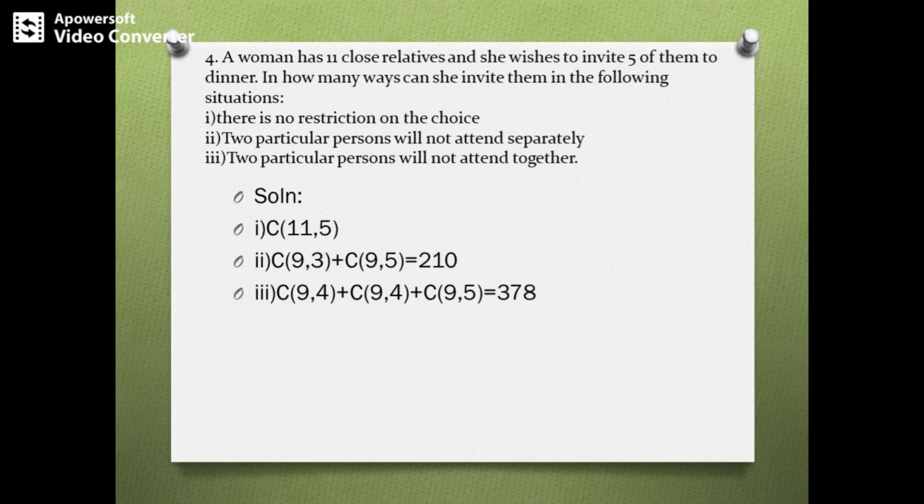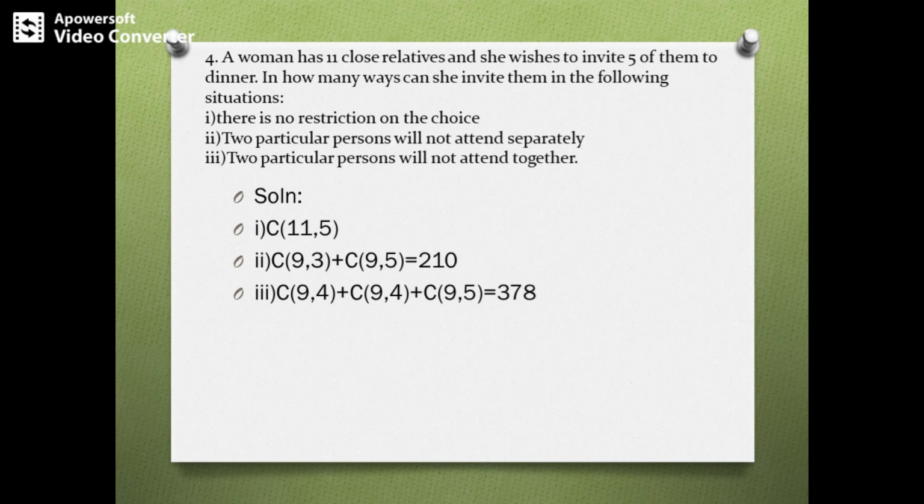So coming to the second sub question, two particular persons will not attend separately. What this means is that if they are going to attend, they are not going to attend separately, but they will be attending together. That is the first possibility. The other possibility is that if they are going to attend, they are coming together, or they might not be invited at all. So that is the second choice. So in the first choice, where 2 persons, if they are invited, will attend together, this can be done in C(9,3) ways.